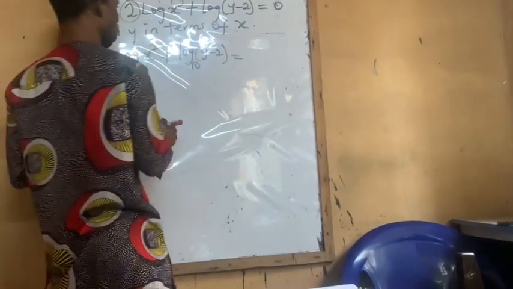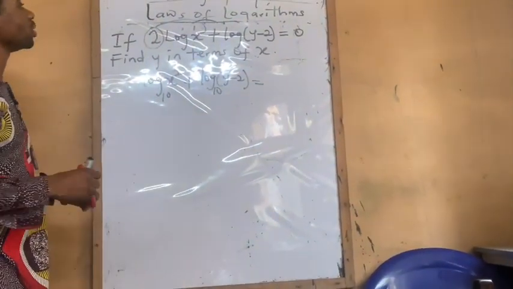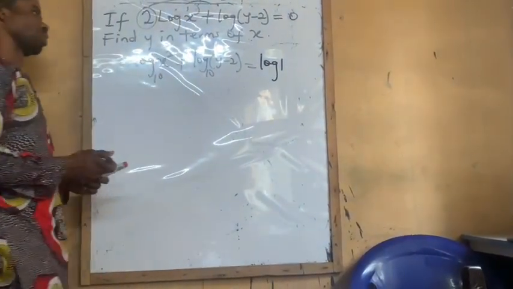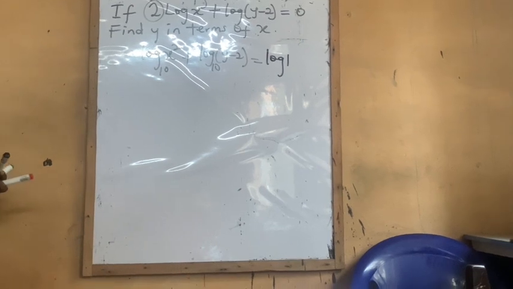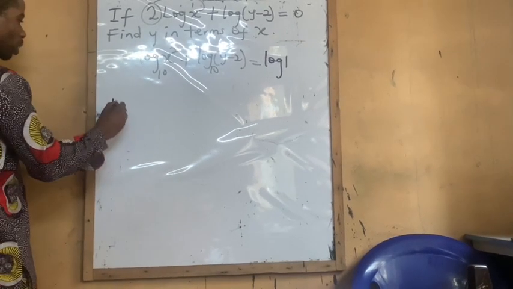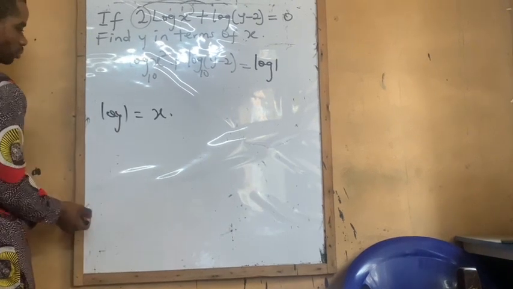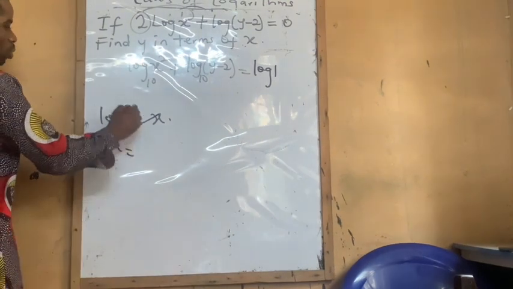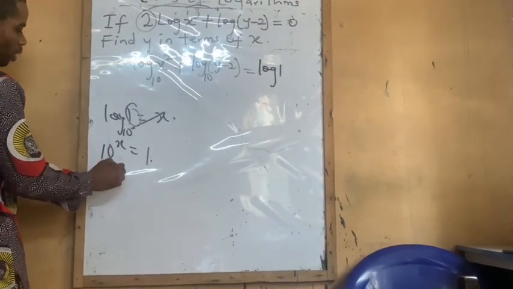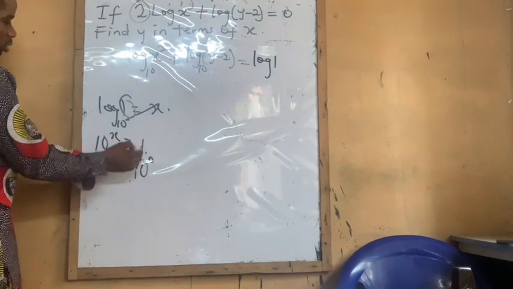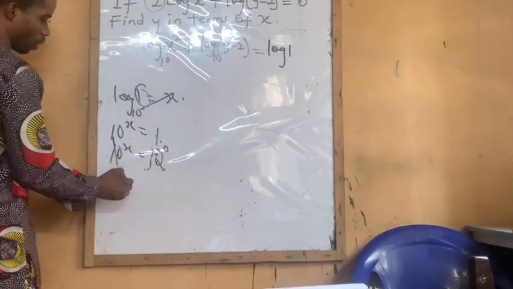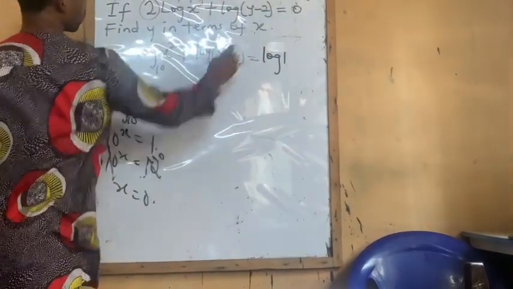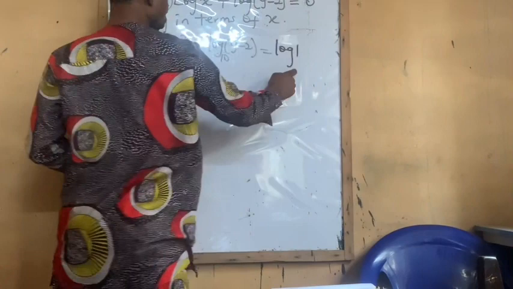Now the 0 can become log 1. Yes, log 1 also means 0. If I want to show you, log 1 equals x in base 10, so 10 raised to power x equals 1. 10 raised to power x equals 10 raised to power 0, because anything raised to power 0 is 1. The 10 cancels the 10, so x equals 0. Can you see that log 1 can also be 0? So that's why we change this 0 to log 1.